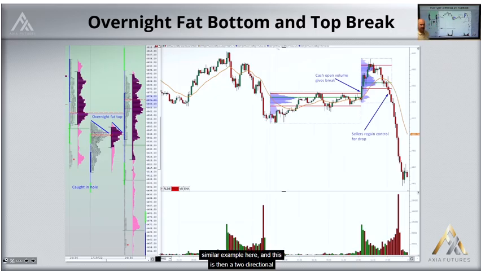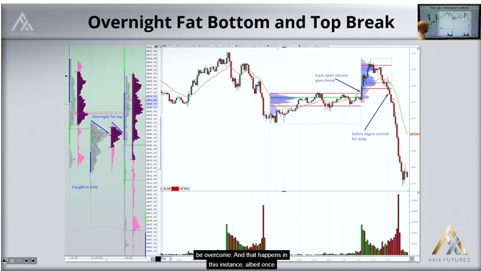Similar example here, and this is then a two-directional version of this type of move. Again, another situation overnight, another example of a caught in the hole that reverses in the overnight session and then can't find any more buyers in this instance when you reapproach the top of value. So same principle, we're looking for an increase in volume at the open that is going to enable the sellers that are preventing this move up, that are causing this 45-degree line to be overcome.